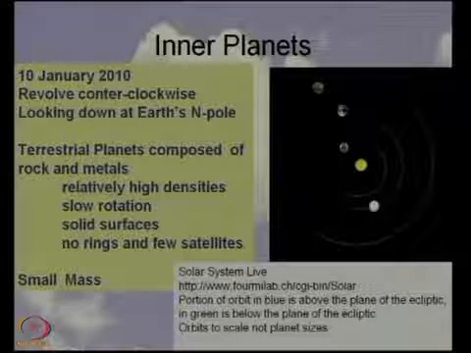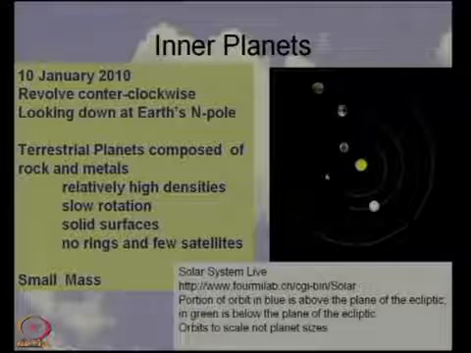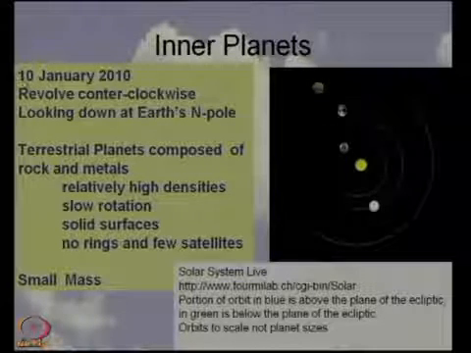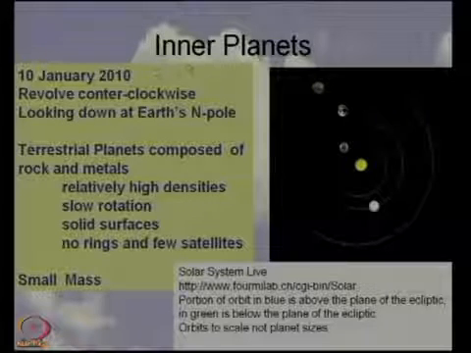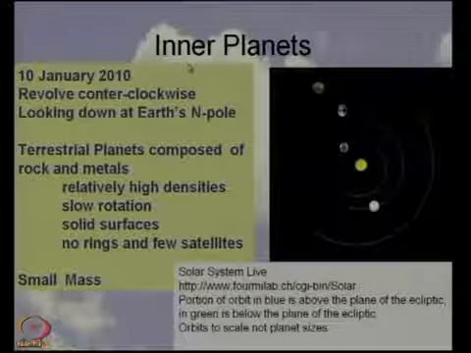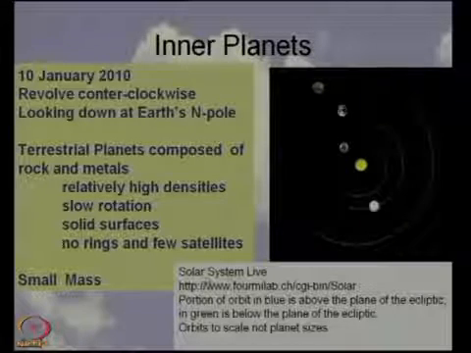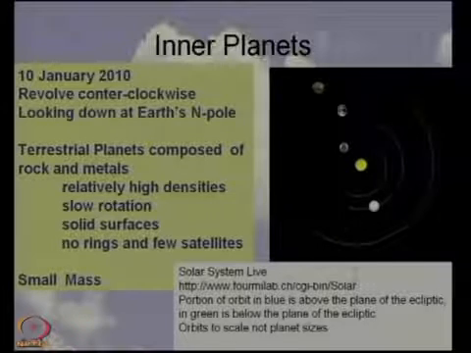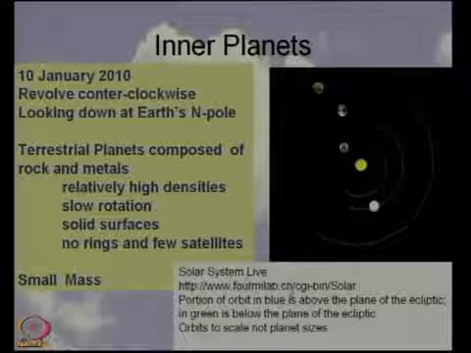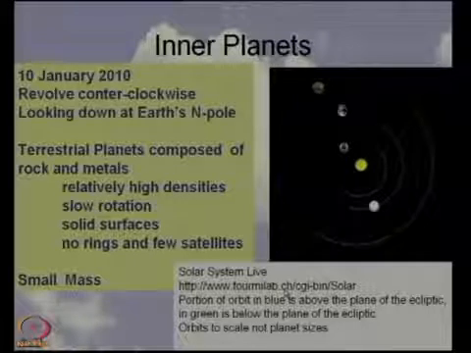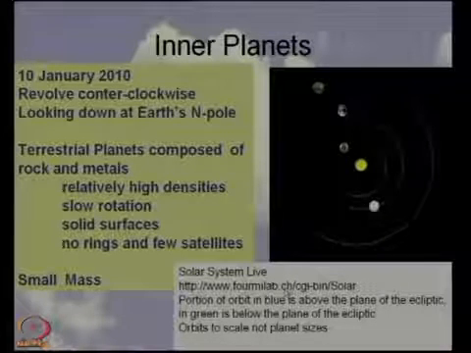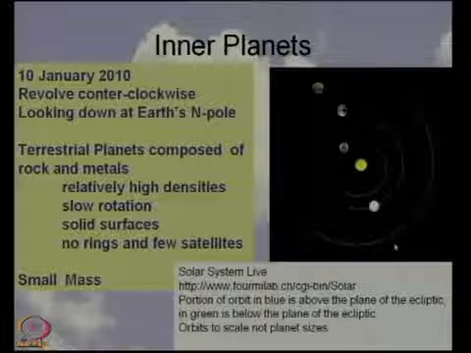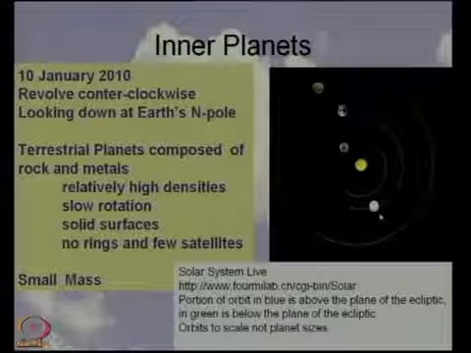This picture over here shows you the position of the planets on 10th January 2010, and you can visit this Solar System Live website, whose address is given here. This figure was made using it. It is a web based software, which you can use at any time. You give the time and it will show you the position of the planets at that time. So, let us look at this figure.